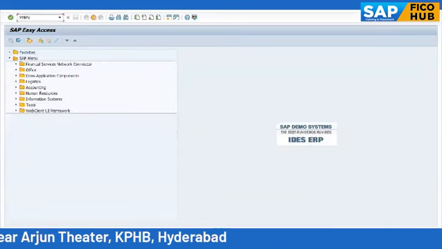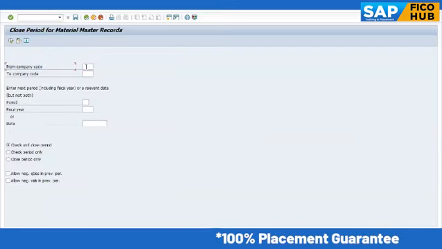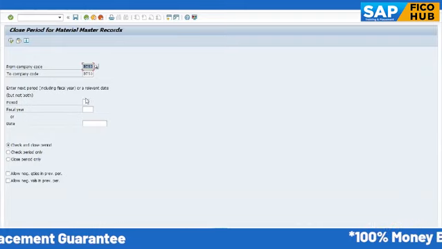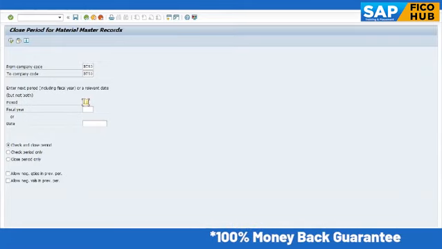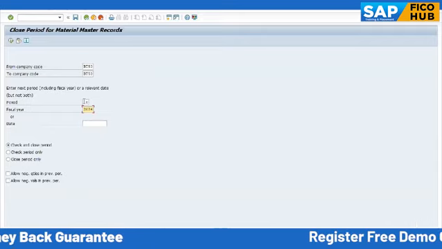MMPV is the transaction code. Enter. What is your company code? BT50. Which period you want to open? You want to open 10th period of 2024 financial year. Enter.